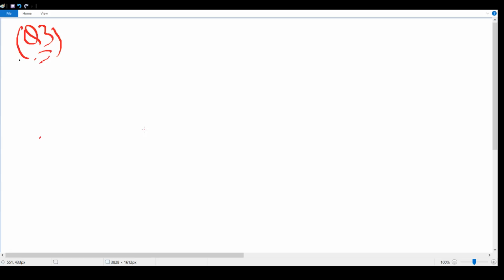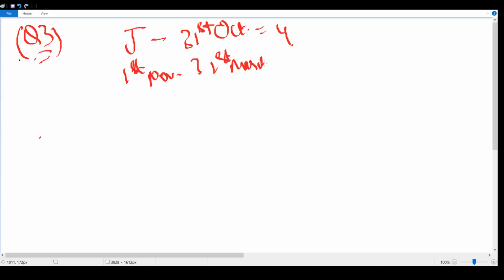Yeah, the time ratio would be from July to 31st October. What would be the number of months? That is 4. And from 1st November to 31st March, how many months? 5 months. So the time ratio is 4:5.